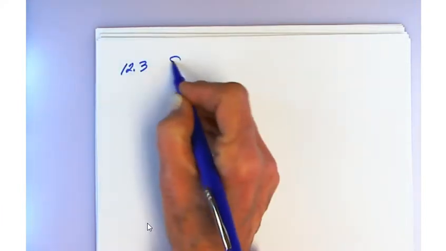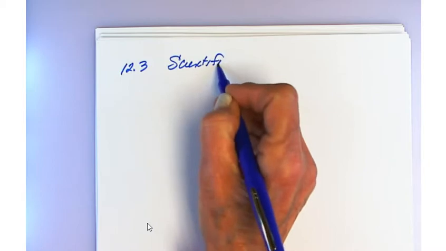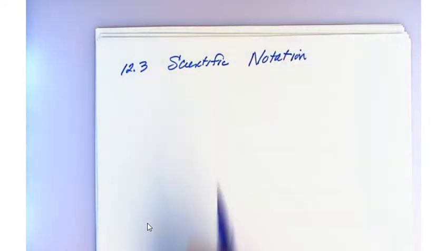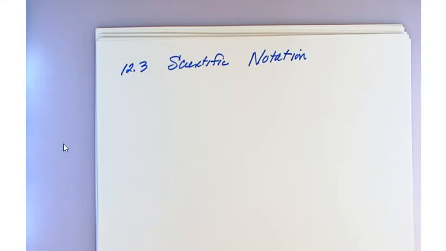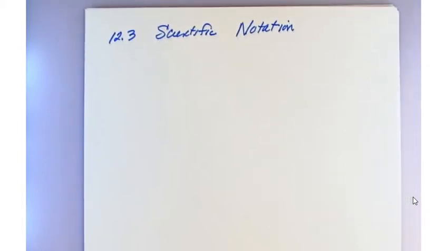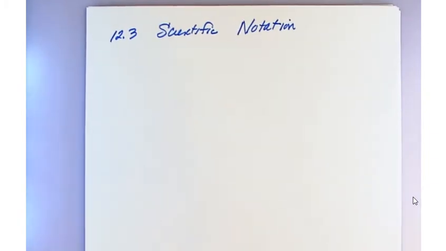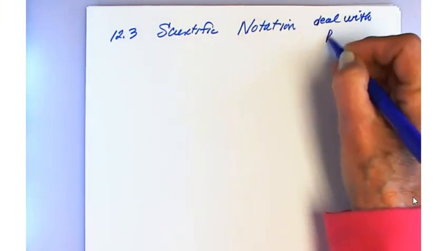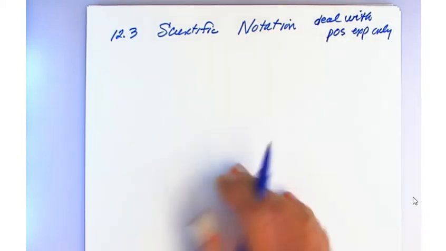12-3 is what we call scientific notation. You're not going to use it in math very often, but it's something you would use in science. You would use it in biology and chemistry and physics and so forth. So our job in the math department is to show you how to do scientific notation so that you can do it when you're in your science classes. And once again, we're going to deal with positive exponents only. So that leaves out a lot of these problems.